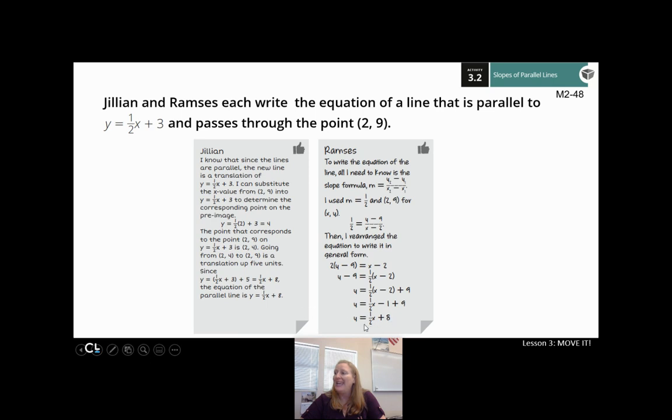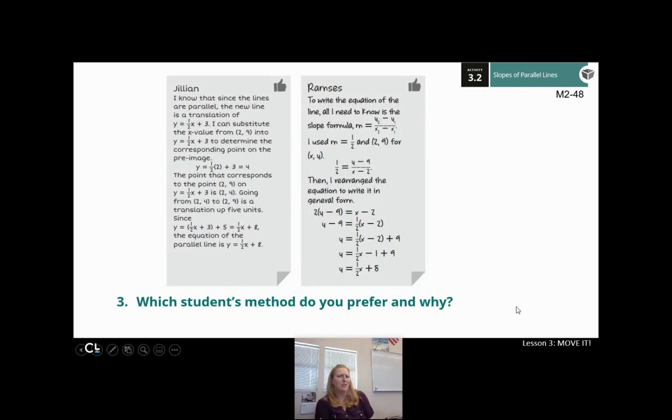And look at that! Ramsey's got the exact same equation that Jillian did. Yeah, they both found the equation of the line parallel to y equals 1/2 x plus 3 and passes through the point (2, 9). Both methods work, but here's my question for you. Which student's method do you prefer and why?